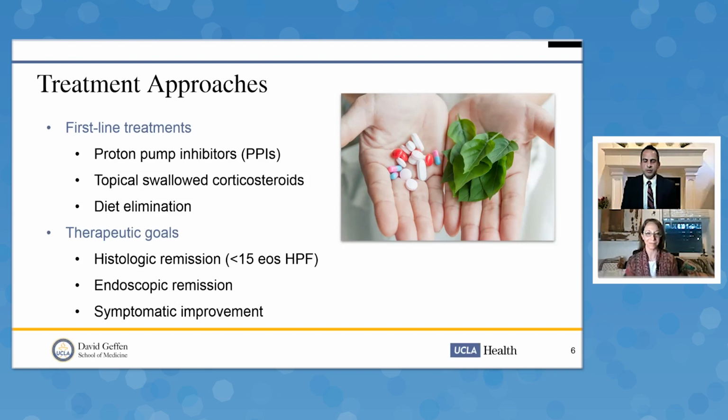The goal of treatment is to induce histologic remission, which is defined as a reduction in the eosinophil count to below 15 eosinophils per high-powered field. And that's because the diagnostic cutoff for EoE is that you have to have over 15 eosinophils per high power field in at least 2 levels of the esophagus. We also want to achieve endoscopic remission, and we also want patients to feel better, not have issues with dysphagia.